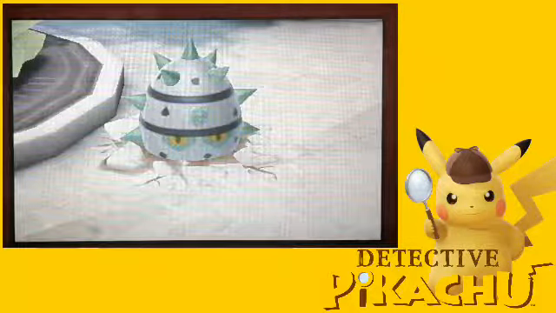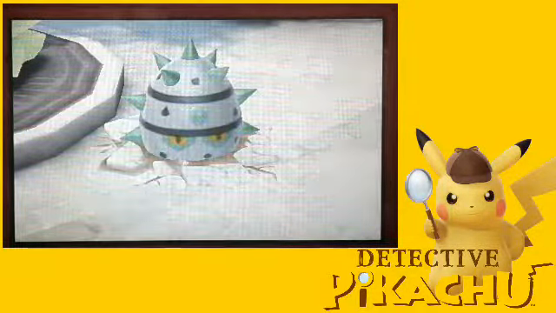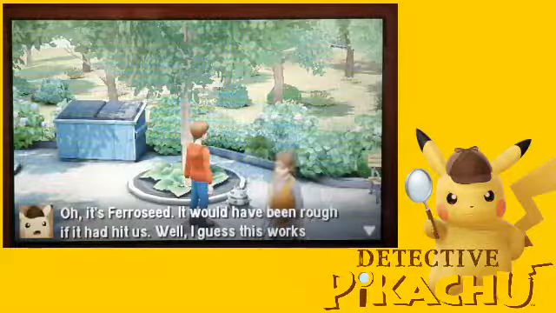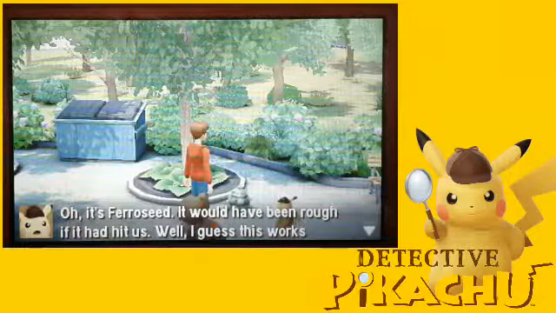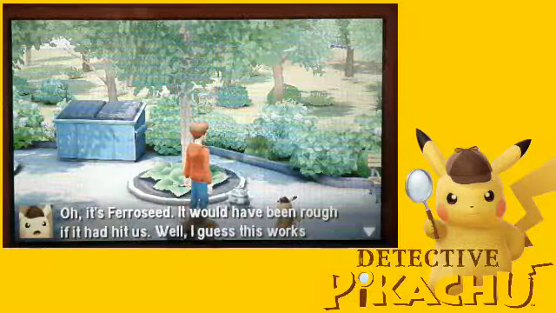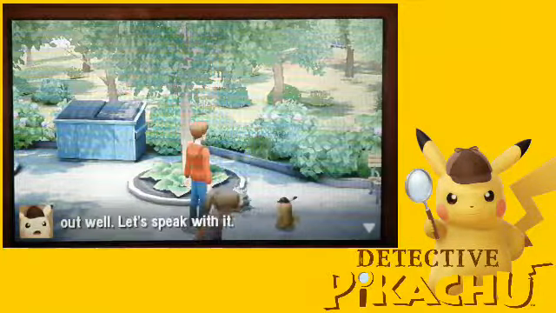Whoa. Huh? Oh, it's a frost seed. It would have been rough if it had hit us. Well, I guess this works out well.